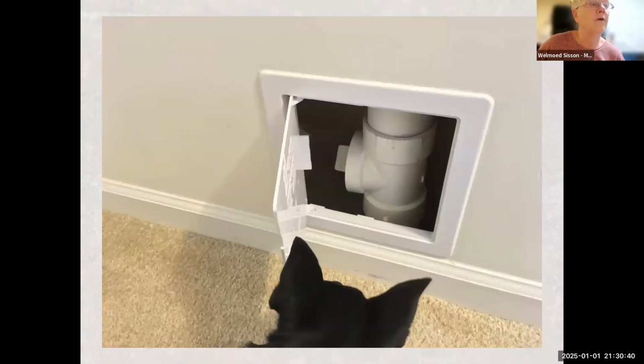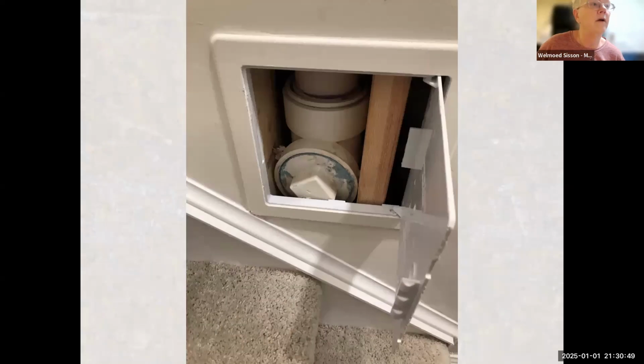I'll just do one or two of cleanouts. They should be accessible. Good luck getting Roto-Rooter to get their snake in there or in there. Brand new construction.